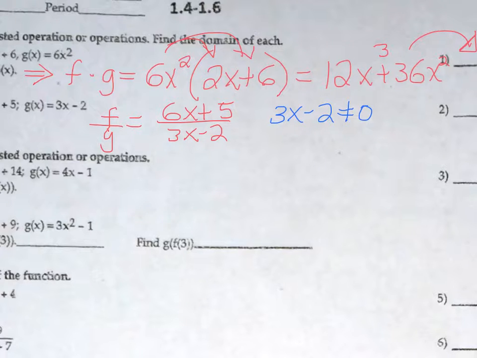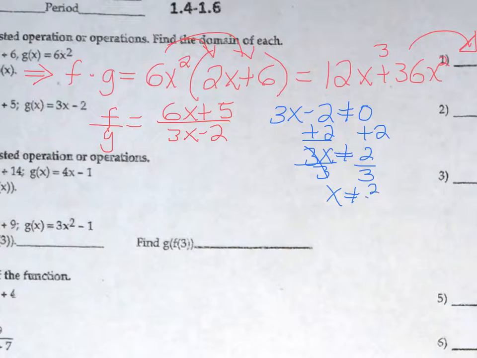Then at this point, you just add 2. So then here it's going to be 3x not equal to 2, and then divided by 3. So x cannot be 2/3. So that's the work to find the domain. So that happens when you have rational functions.